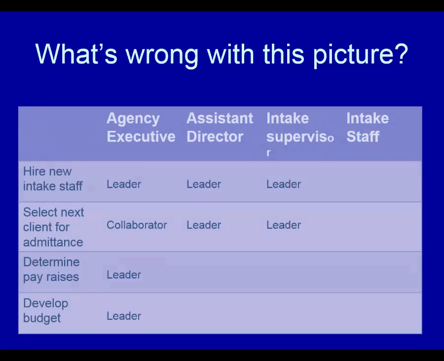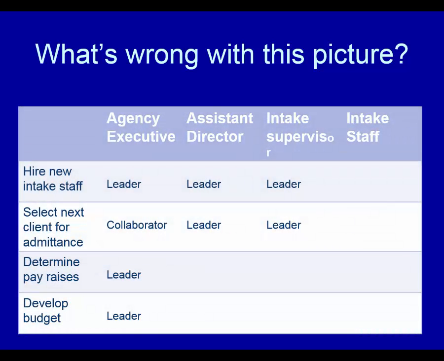What's wrong with this picture? I'm going to have you pause and look at it and then come back to me after you've had a chance to digest it. Okay, I assume you're back to me now.